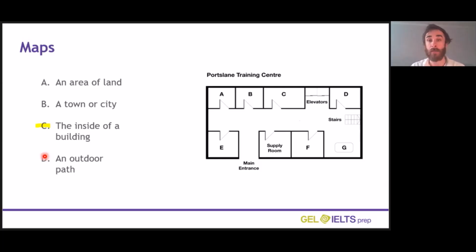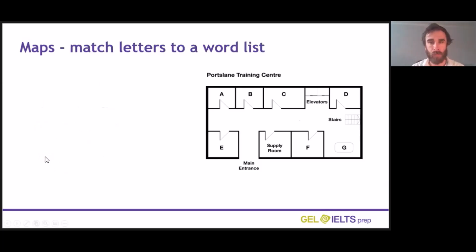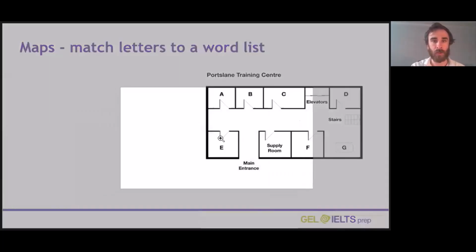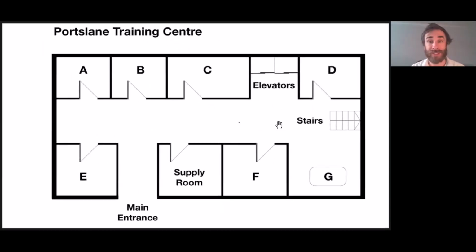There are 3 types of map question that we're going to look at today. So let's look at the first. In this map, as we saw before, there are 7 letters, A, B, C, D, E, F, G. These represent the names of rooms in this case.